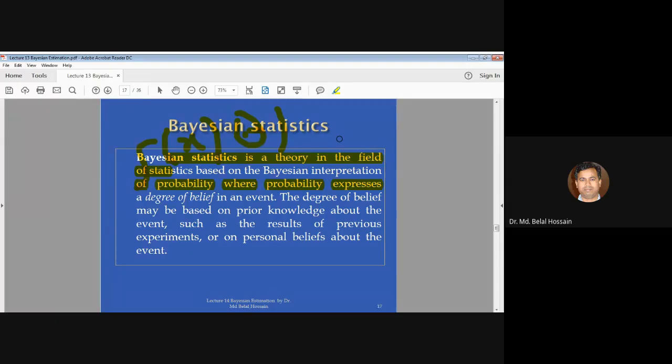Okay, Bayesian statistics is a theory in the field of statistics based on the Bayesian interpretation of probability, where probability expresses a degree of belief in an event. The degree of belief may be based on prior knowledge about the event, such as the results of previous experiments, or on personal beliefs about the event.